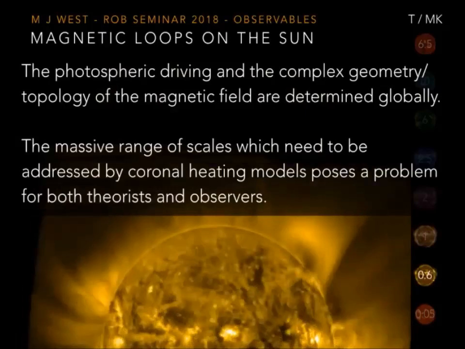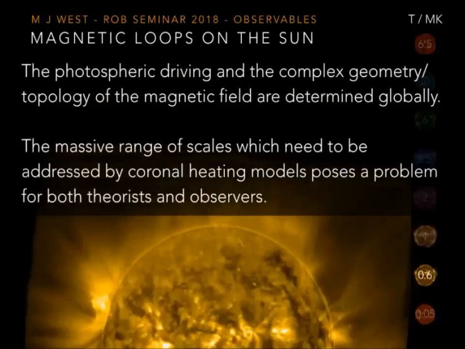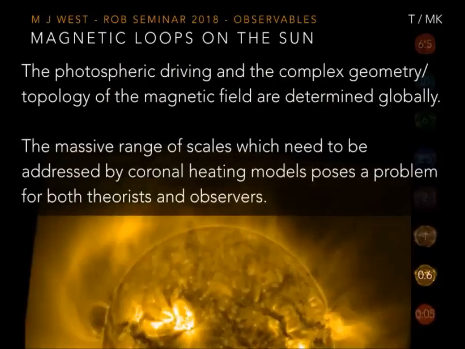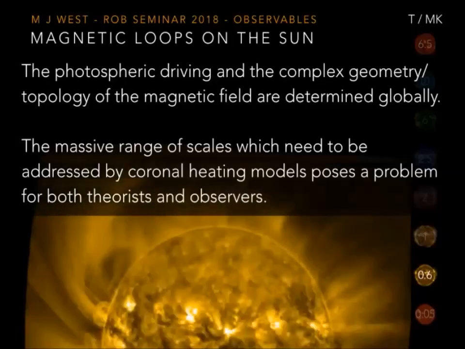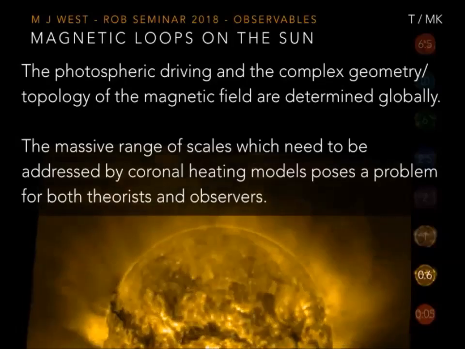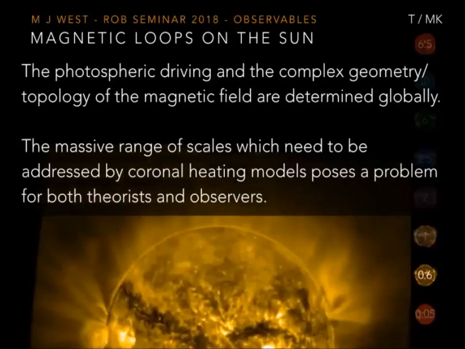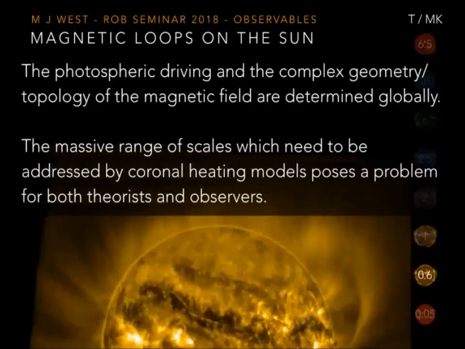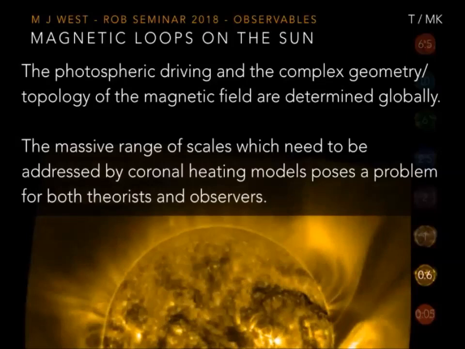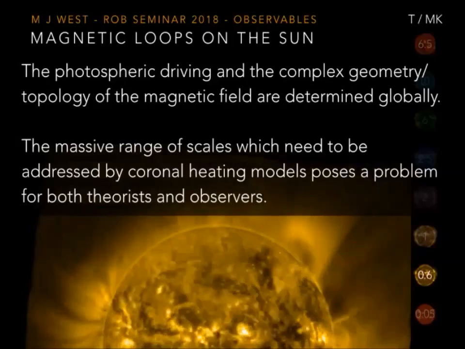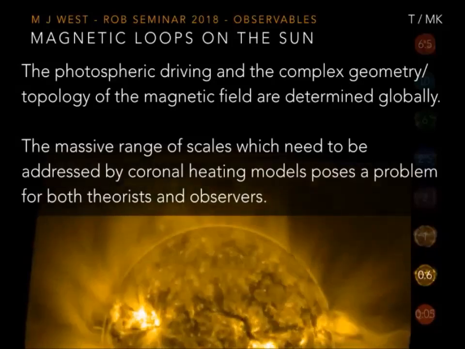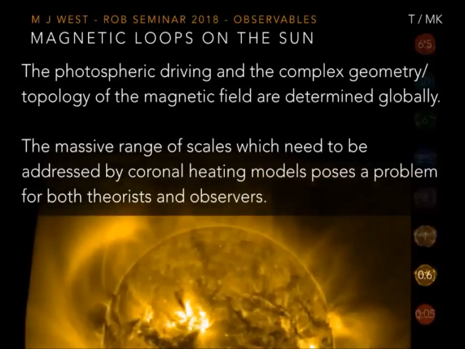And so the magnetic fields that we're seeing in the solar atmosphere are linked to what's happening inside of the sun. And the photospheric driving, this is the movement of the foot points of these loops, creates a complex topology and geometry in the solar atmosphere, and creates this range of different sizes of magnetic loop structures. And so what's happening inside the sun and this driving of the magnetic field structures is linked to the coronal heating problem.